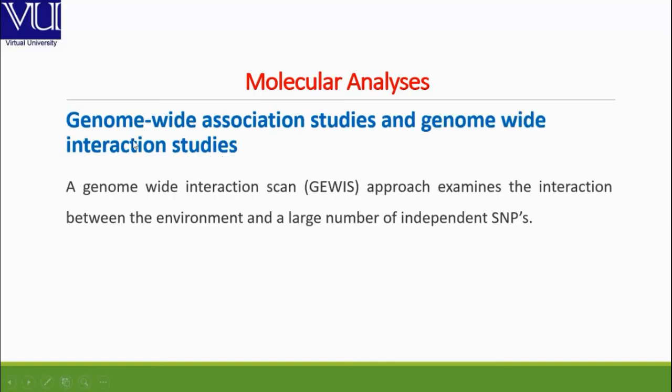The last is genome-wide association studies and genome-wide interaction studies. Genome-wide interaction scan approaches examine the interaction between the environment and a large number of independent single nucleotide polymorphisms. An effective approach to these all-encompassing studies occurs in two steps, where the genome is first filtered using gene-level tests and pathway-based gene set analysis. The second step uses the single nucleotide polymorphisms with gene-environment association and tests for interaction.